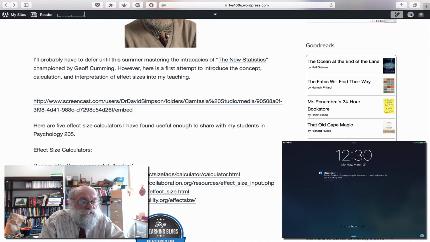There are many different effect size calculators, and there's still not a whole lot of agreement yet among statisticians. But the ones I've listed here are the ones that are probably most useful to the beginning researcher. I welcome feedback about this. I will be expanding upon this, but right now this is a brief introduction of this to my students.